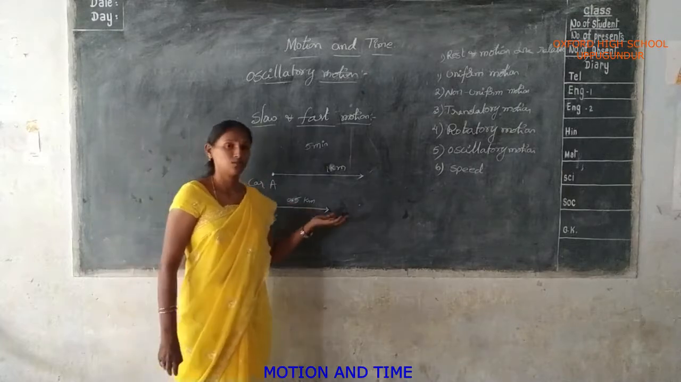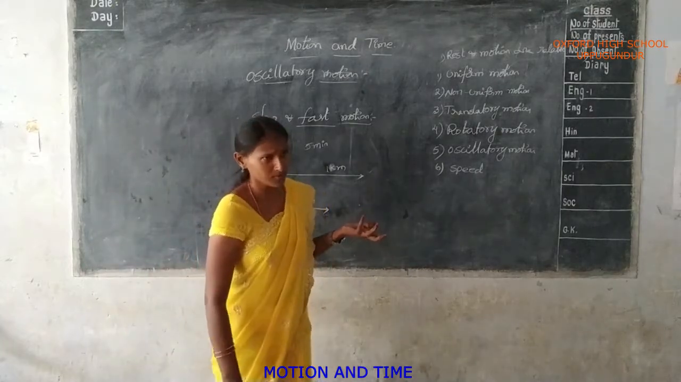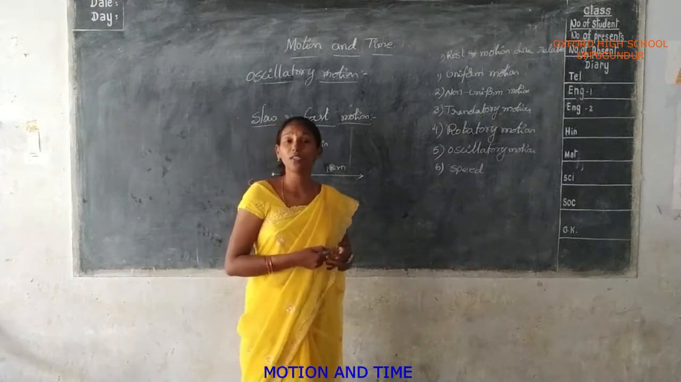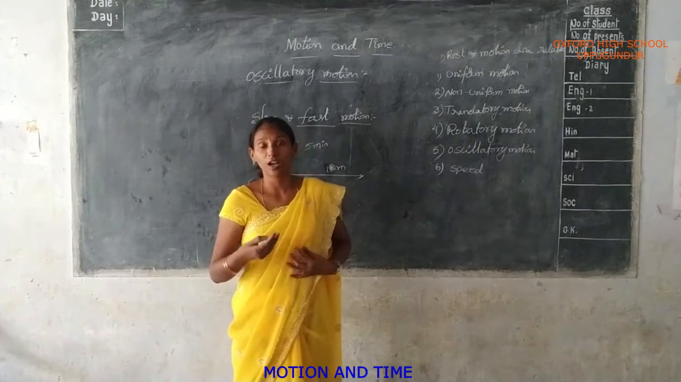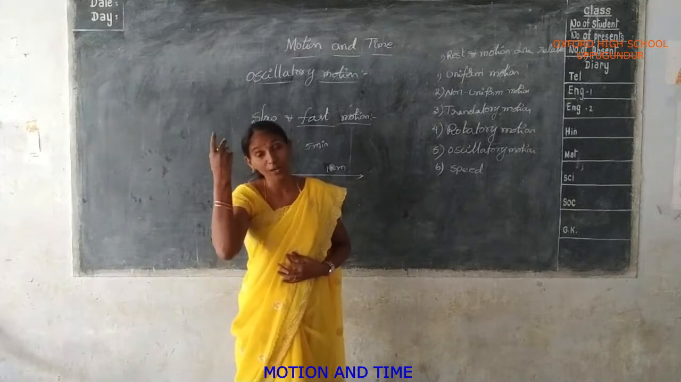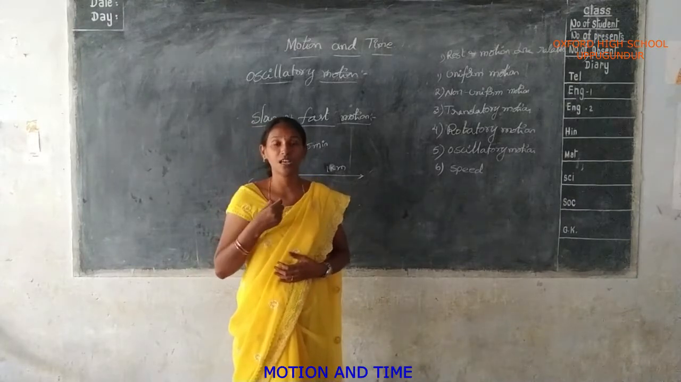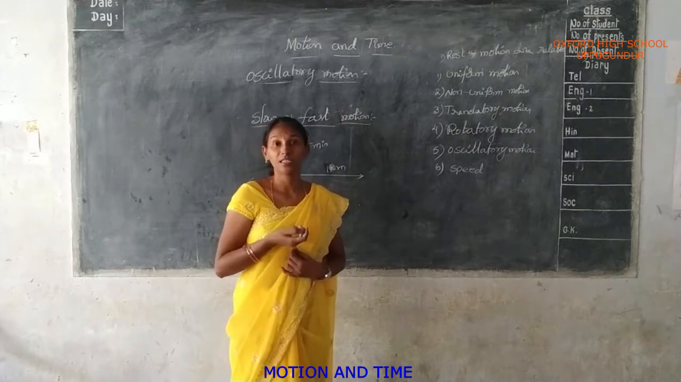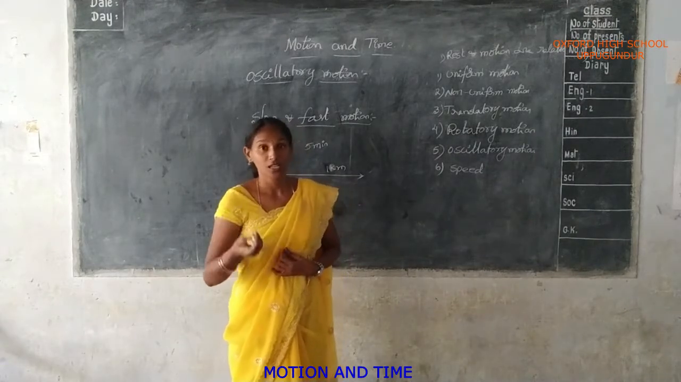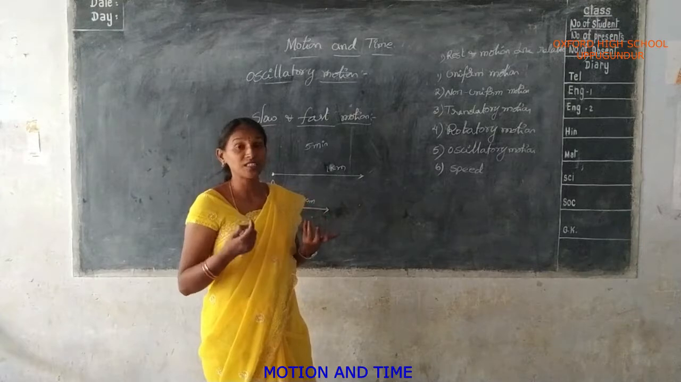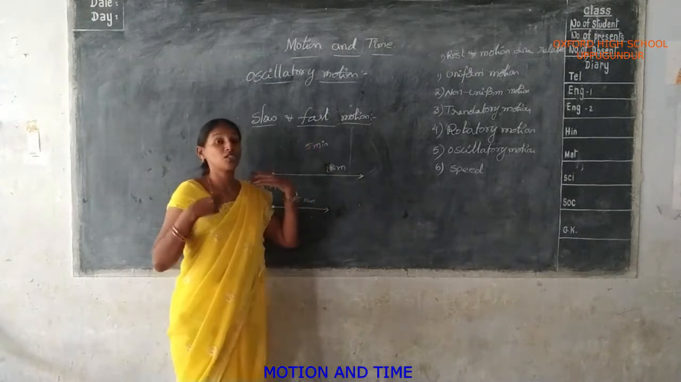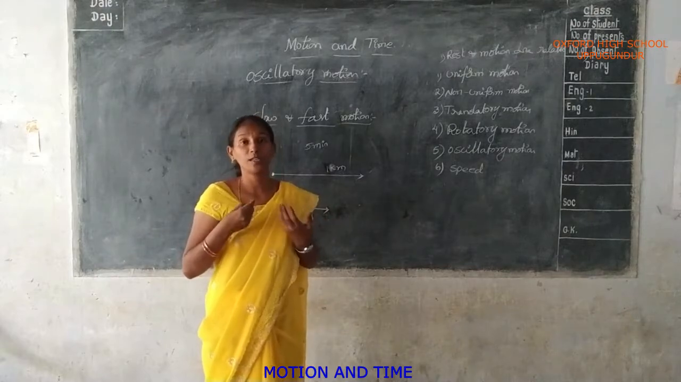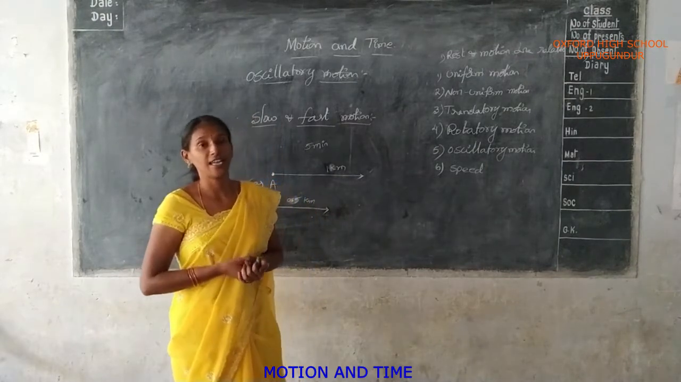One more example: a bullock cart moving along the road is moving very slow, and an aeroplane is very fast. Yes or no? A horse is also moving very fast, and an elephant is moving very slow. So you are observing slow and fast motion in your daily life, many objects and many motions.